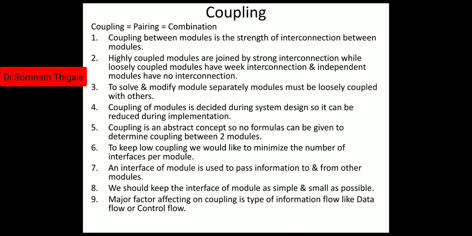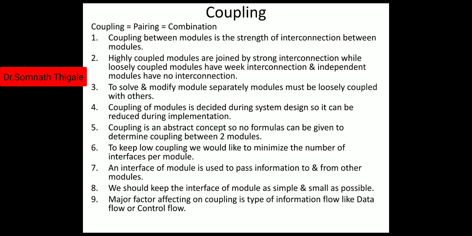Highly coupled modules are joined by strong interconnection. Meaning if I consider two modules, module A and module B, or one more example, a calculator consists of four parts: addition, subtraction, multiplication and division. So addition is one module, subtraction is one module. I want to have a relation between this addition and subtraction. How they are going to interact with each other, those interactions will be discussed with two parts: coupling and, second, cohesion. But coupling means just a pairing, or simply a dependency, just for understanding purposes.